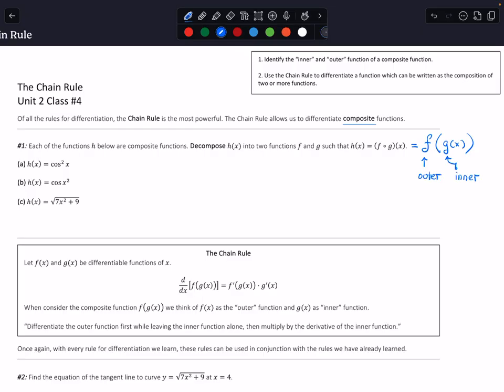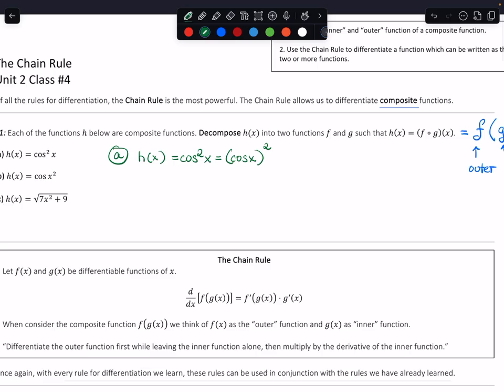So for a, we have h of x is the cosine squared of x. One really important thing here, and I picked the trig functions in a and b because this really beats people up here. If I look at this function cosine squared x, we could rewrite that as what it actually means, which is the cosine of x all squared. That is how cosine squared x is defined.